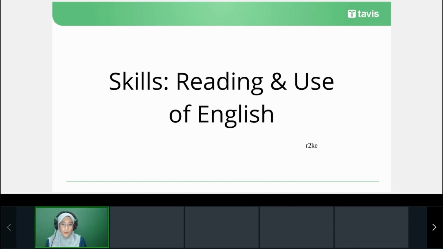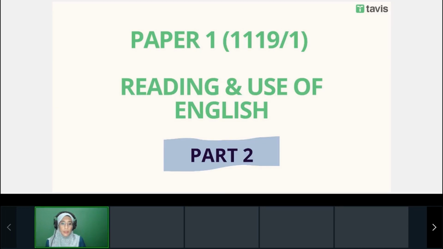Now, moving on, for today we are going to be doing part 2. Part 2 is all about, who can tell me what is part 2 in the reading paper? Part 2 is all about rational clues.